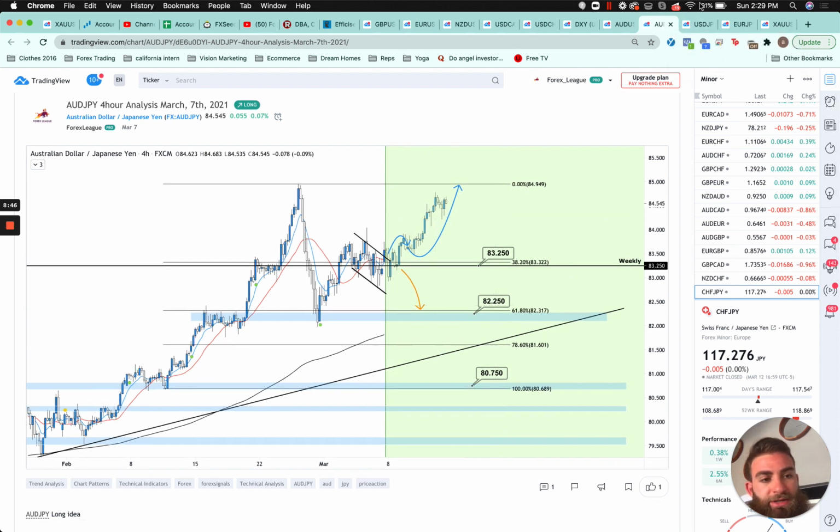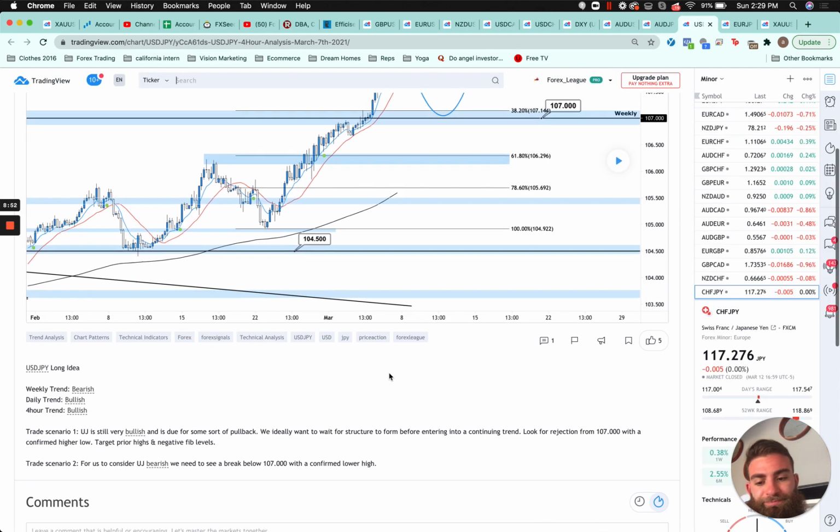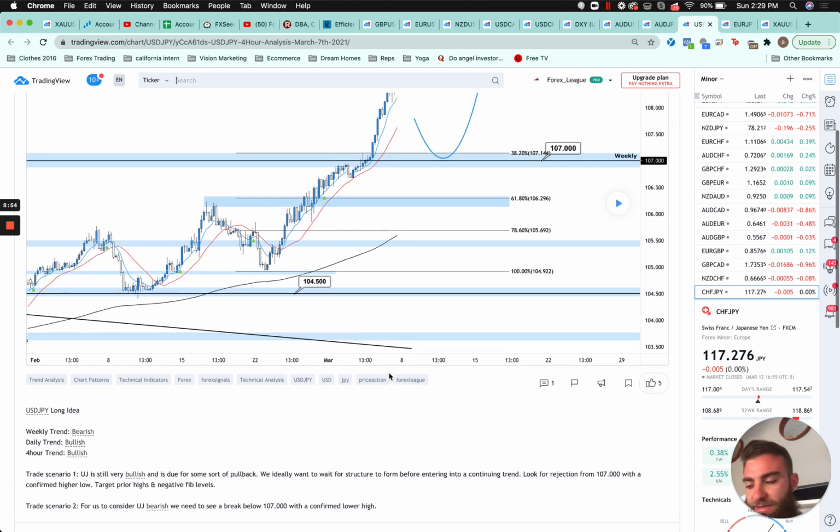So that was a trade we actually did get in on last week. As you could see, total pips on this one, about 170 to the upside. Let's look at UJ. This one was messing around all last week.